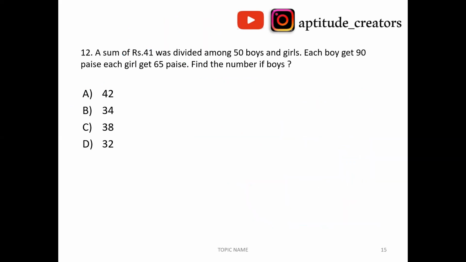Moving forward to the next question. A sum of 41 rupees is divided among 50 boys and girls. Each boy gets 90 paisa. Each girl gets 65 paisa. Now here, 41 rupees are given. Now what do I have to do? I am converting into paisa.